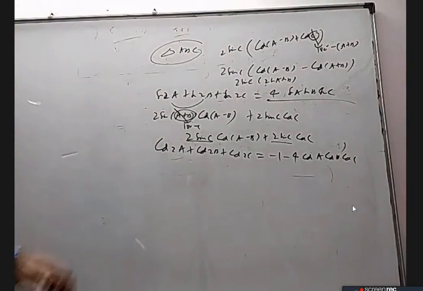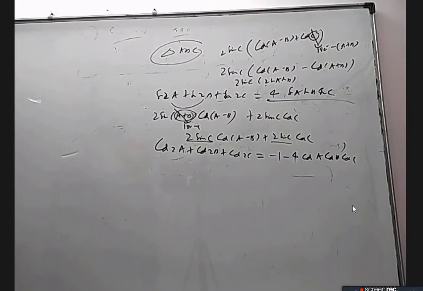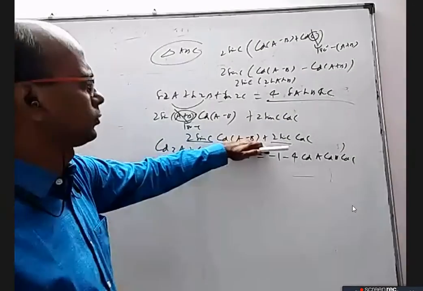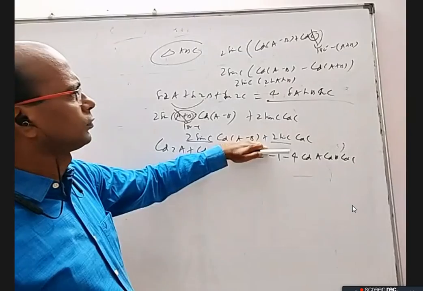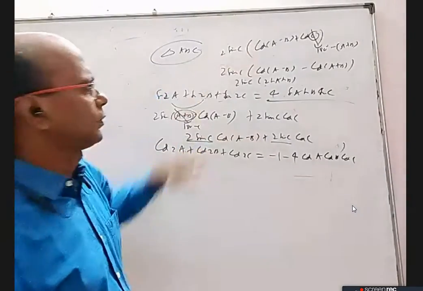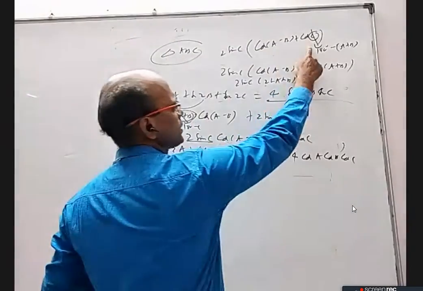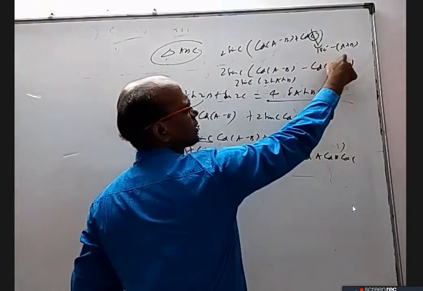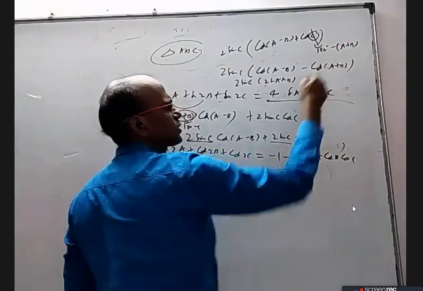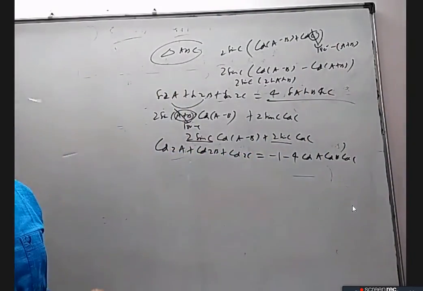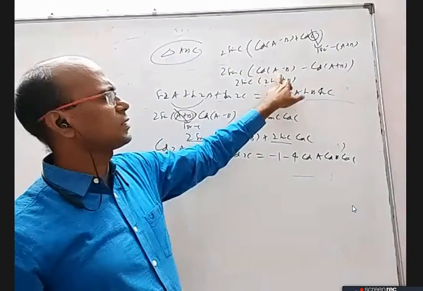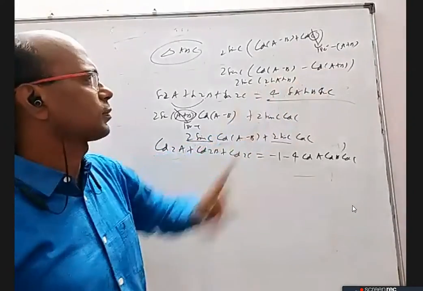Yes, please. Sir, up to 2 sin C cos (A minus B) plus 2 sin C cos C, understood, sir. How did we prove that it is 4 sin A sin B sin C? I'll tell you here. We took 2 sin C common. We are left with cos (A minus B) plus cos C. C I wrote as 180 minus (A plus B), and cos (180 minus theta) is minus cos theta. Understood. Now cos (A minus B) minus cos (A plus B) is 2 sin A sin B.